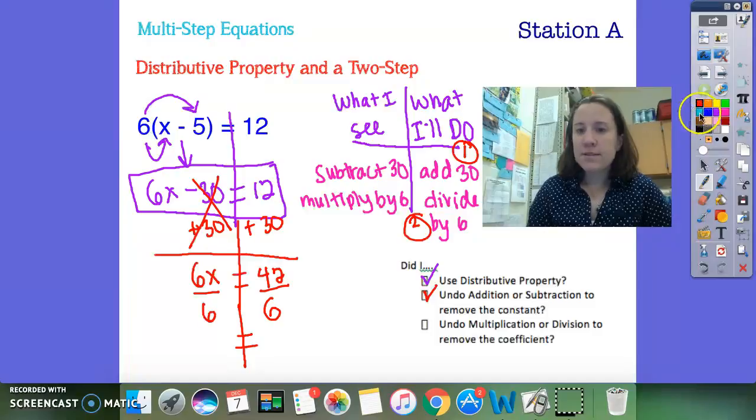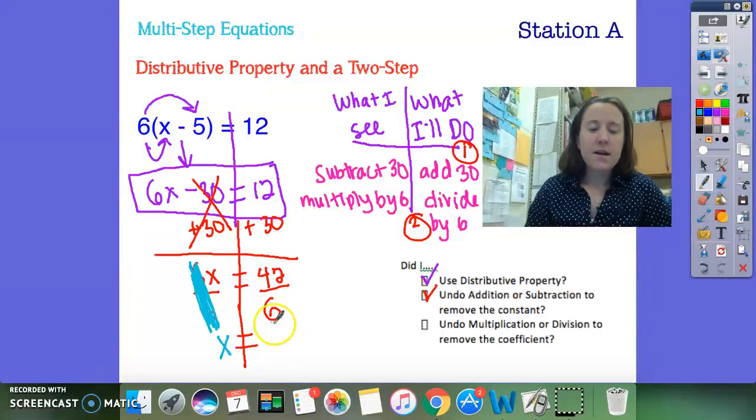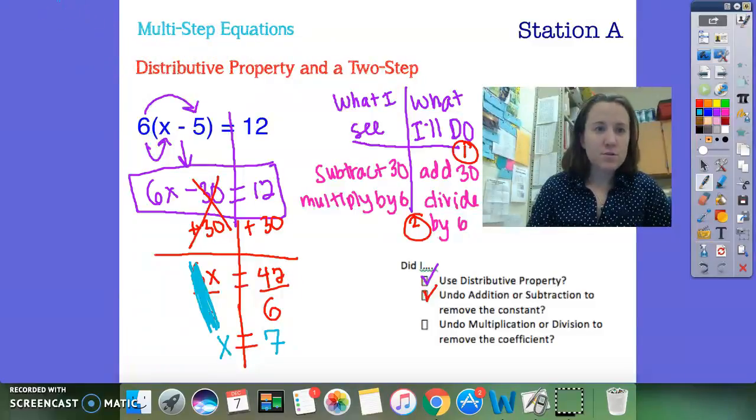And remember how we simplify these, where 6 divided by 6 is just 1x, or x, and 42 divided by 6 is equal to 7. At the next station, you will be looking at combining like terms with two-step equations.